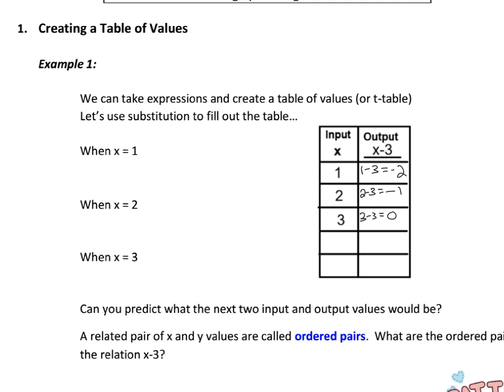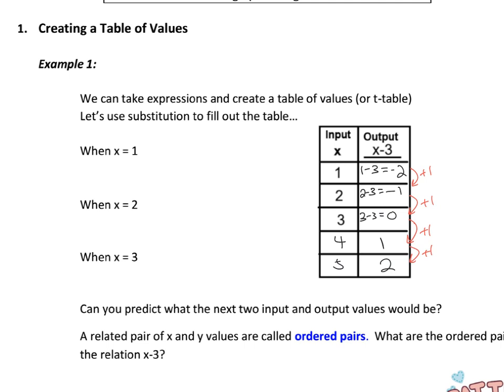Okay, so we used substitution to fill out the table, but after we have a few numbers like this, we can actually look at the pattern. See how this is going up by 1 every time? So I can assume that it's also going to go up by 1 every time, as long as the x values are increasing by the same amount. So for 4 and 5, it's probably going to be 1 and 2. Okay, I can confirm my answer by substituting 4 for x. So 4 minus 3 does give me 1, 5 minus 3 does give me 2, so this is correct. That's all I need to do.